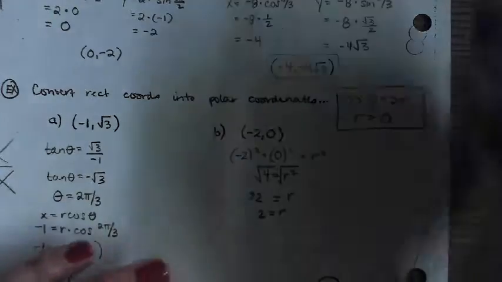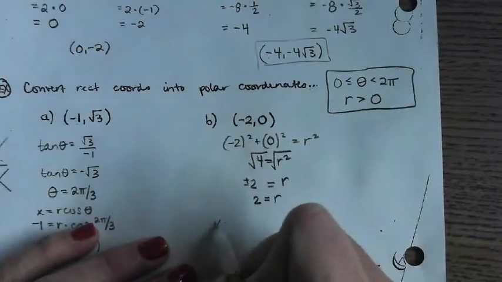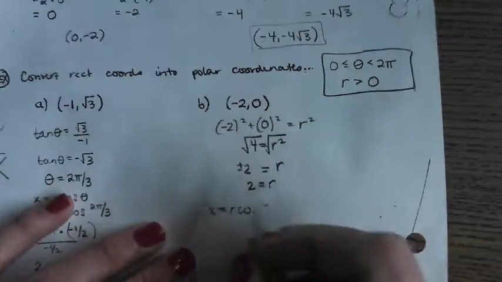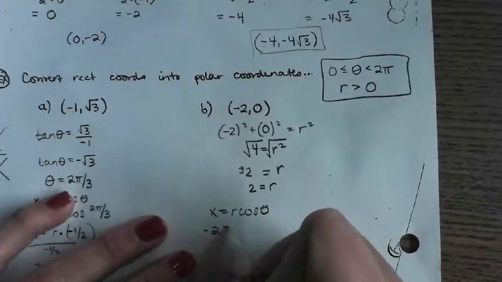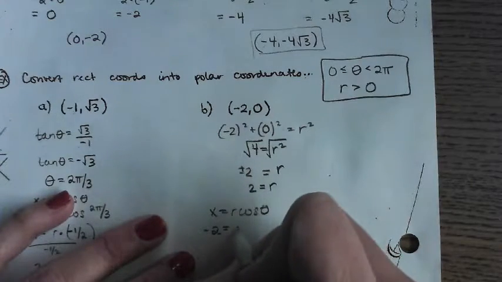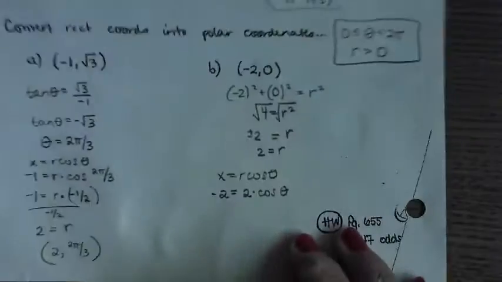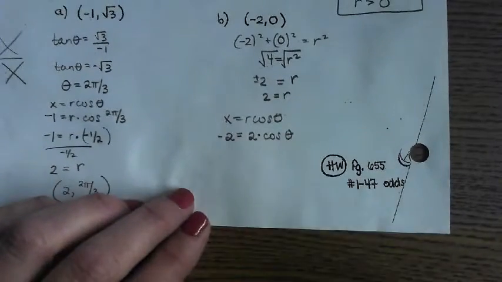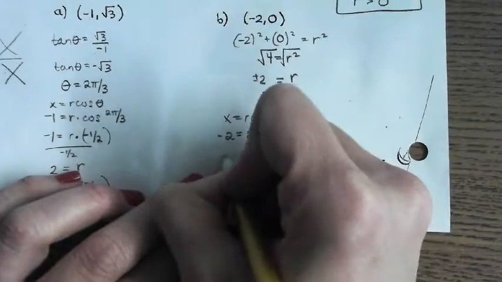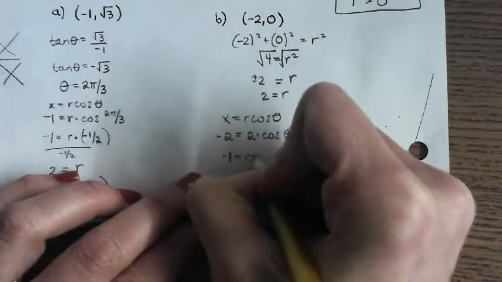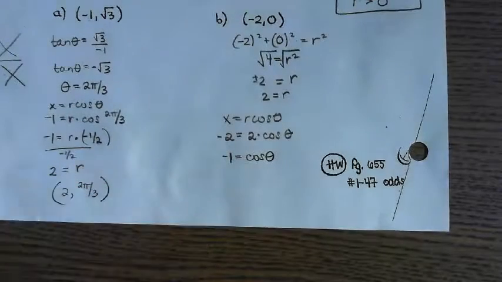Okay, so now that you know r, again, we can do x equals r cosine theta. Your x coordinate you know is negative 2. Your r is 2 times the cosine of theta. So when you divide both sides by 2, you get negative 1 equals cosine theta. And then where is cosine negative 1? Pi.